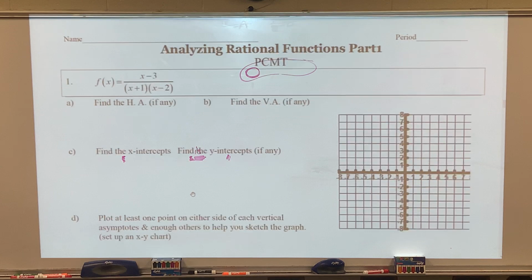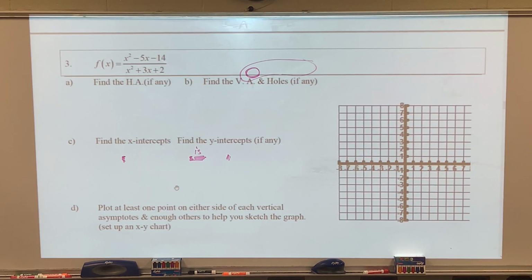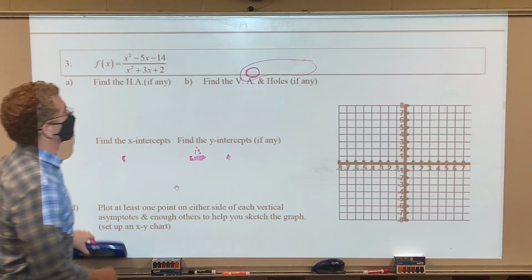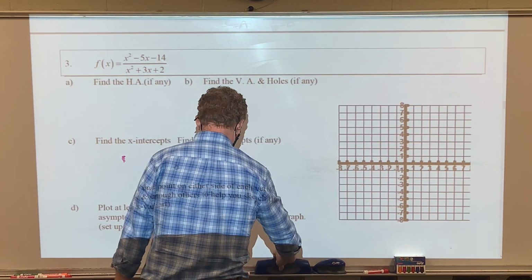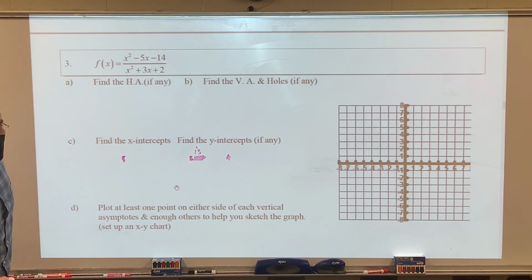All right, we got 3 minutes, which is not a lot of time, so I just want to throw one problem out at you, and I'm going to do number 3. So let's just walk through number 3 as quickly as we possibly can, and I'm going to sketch it, so hang on tight. So first thing, I want to find out if there are any holes. How do I find out holes?